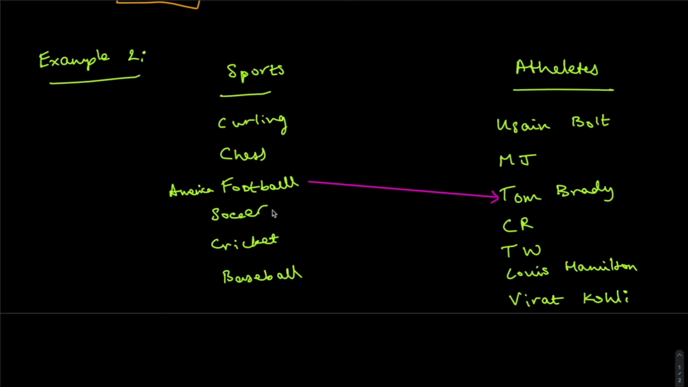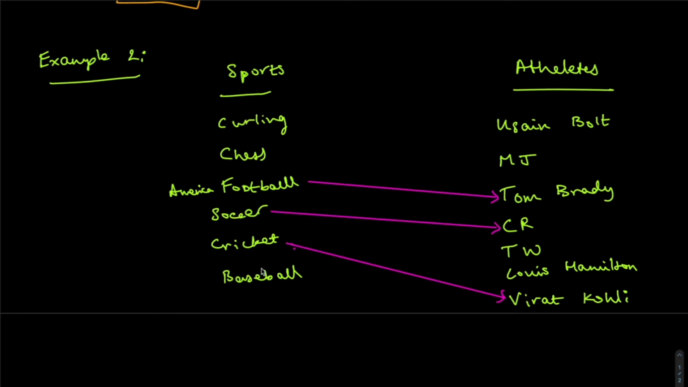We have soccer. Yes, we do. We have Cristiano Ronaldo right here. Cricket, yes, we do. We have Virat Kohli. There's another one. Baseball, is there any baseball player here? No, there isn't. Usain Bolt, he's a track athlete, a runner. Michael Jordan, basketball player. Tiger Woods, golfer. Lewis Hamilton, F1, Formula One.